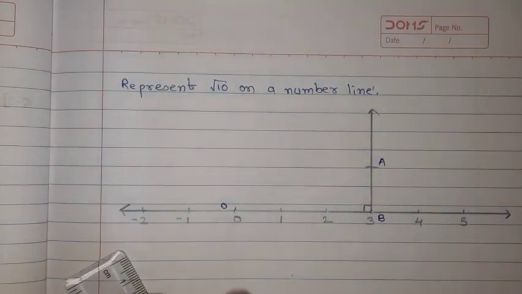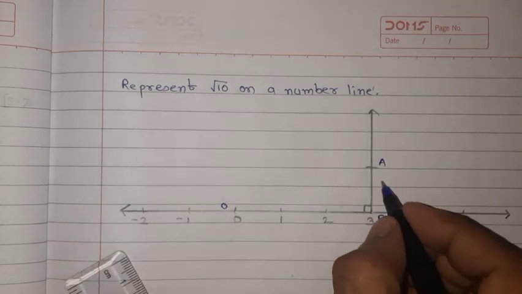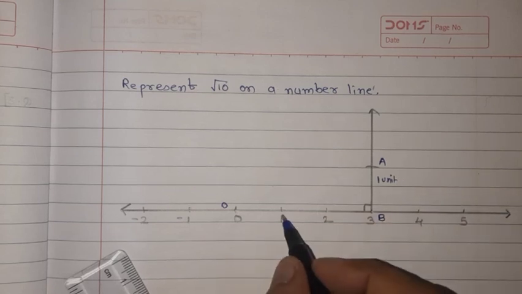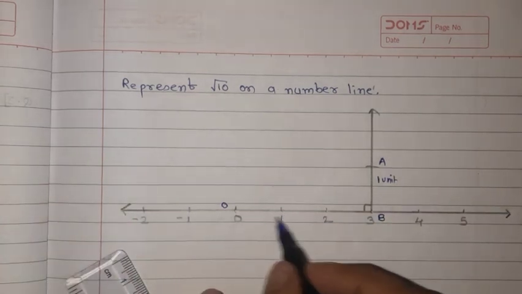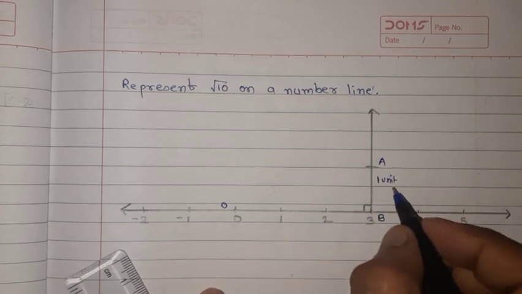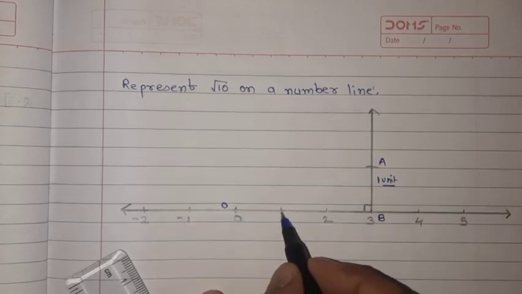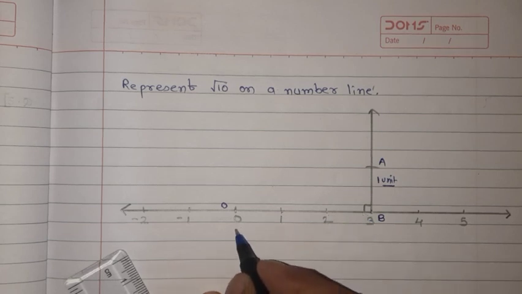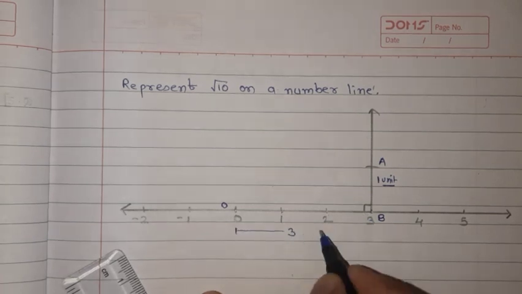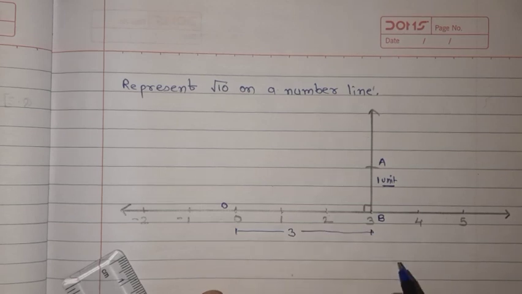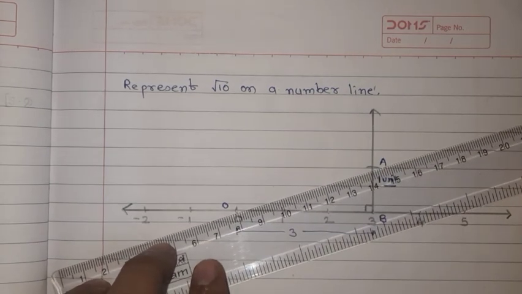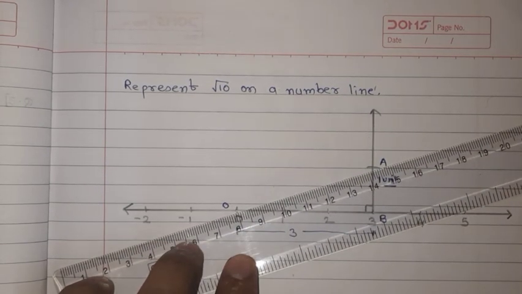Got it? Now see here, this AB distance is 1 unit. We are taking it as 2 centimeter. We can take it as 3 centimeter, any uniform distance, but we have to consider it as 1 unit distance. This is 0 to 1 unit, 1 to 2 is 2 units, and 2 to 3 is 3 units. That means distance OB is now 3 units. I think everyone understood this. Now we have to join this OA.